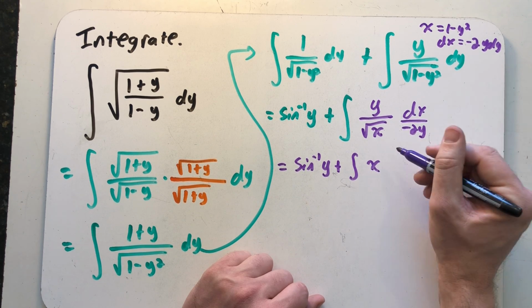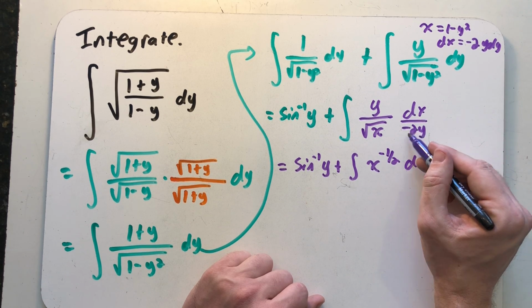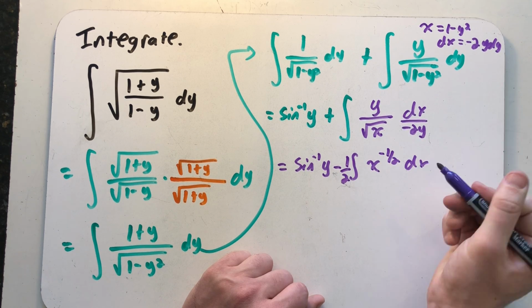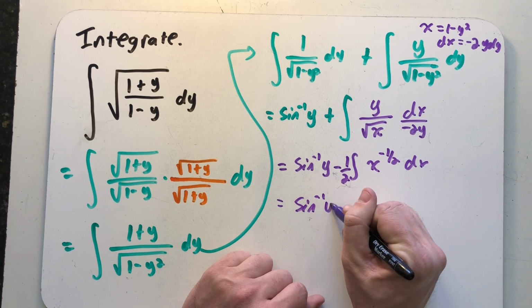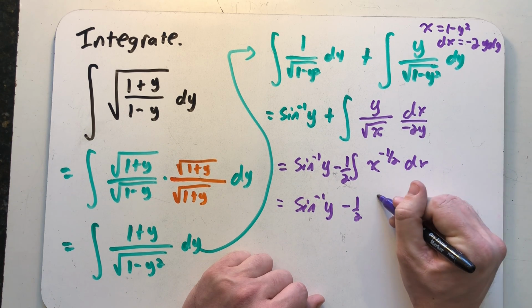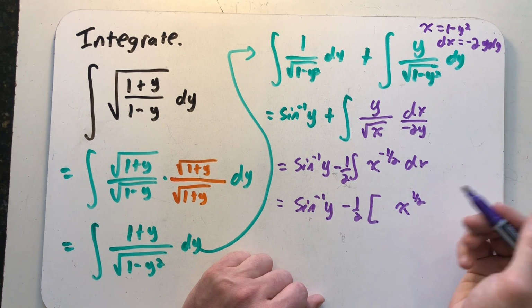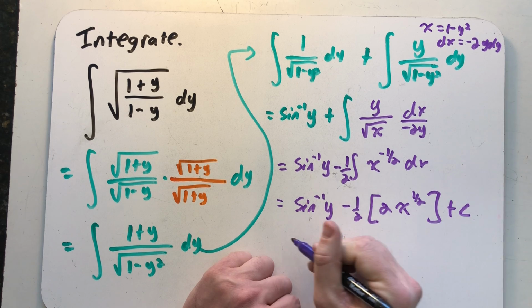I'm going to rewrite that square root of x on the bottom as x to the minus 1/2 dx. I have a minus 1/2 here I'm going to write out front. And now I'm ready to take an antiderivative. So I have the sine inverse of y minus 1/2 times, and let's see, add 1 to that exponent, you'll get 1/2. Divide by that 1/2, you'll get a 2, plus an arbitrary constant.